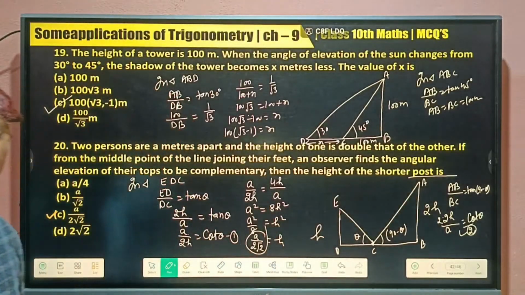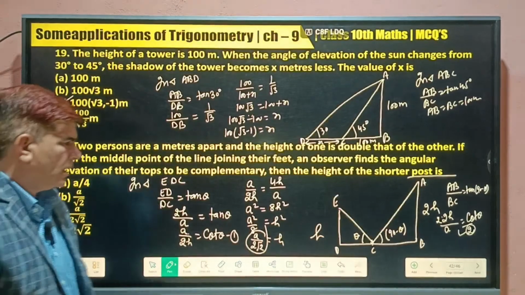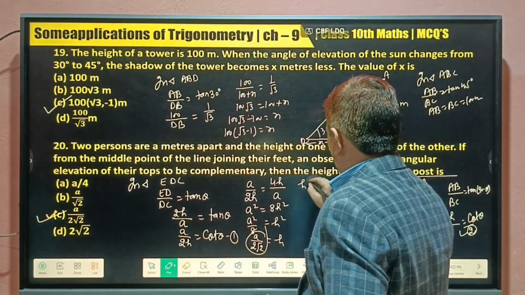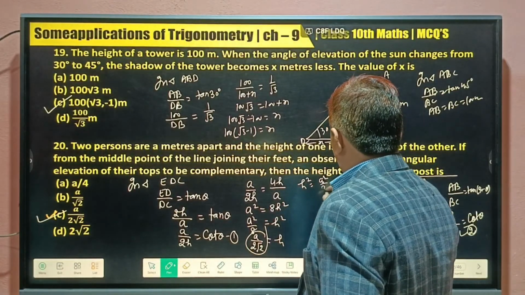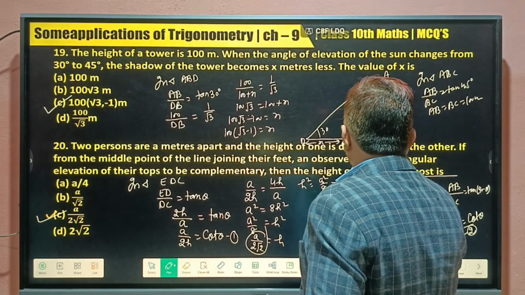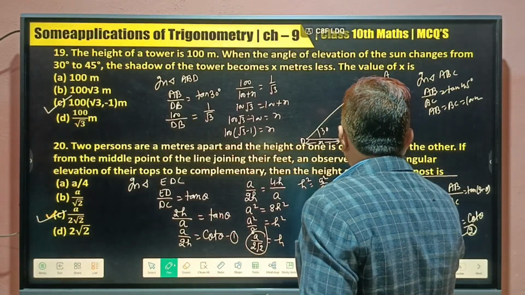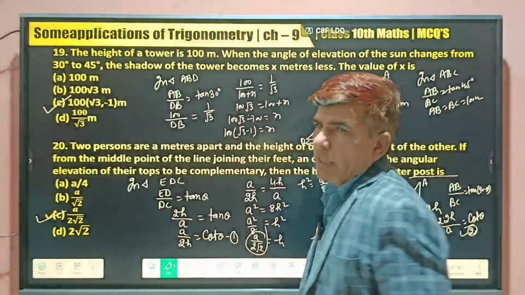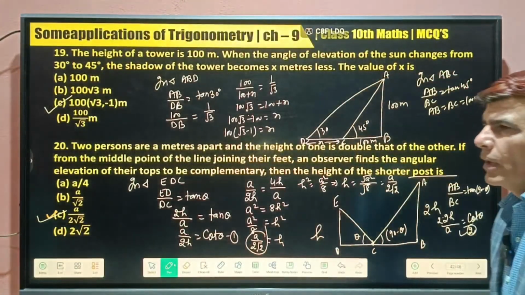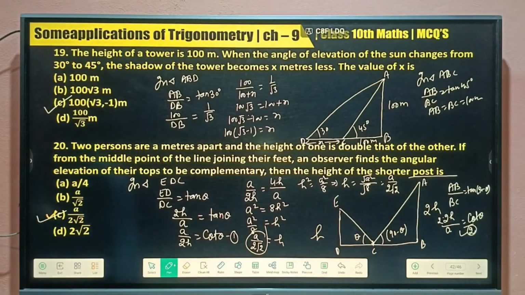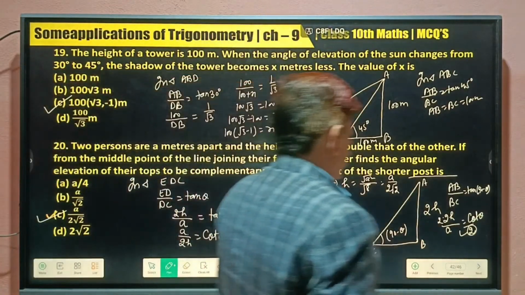So what's your answer? C is your answer. How did this come? H square is equal to A square by 8. This implies H equals under the root A square by under the root 8. If you solve this, A by 2 under root 2. And length is never negative, always positive. Understood?